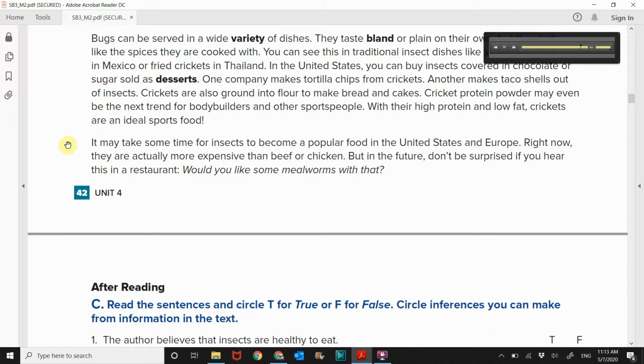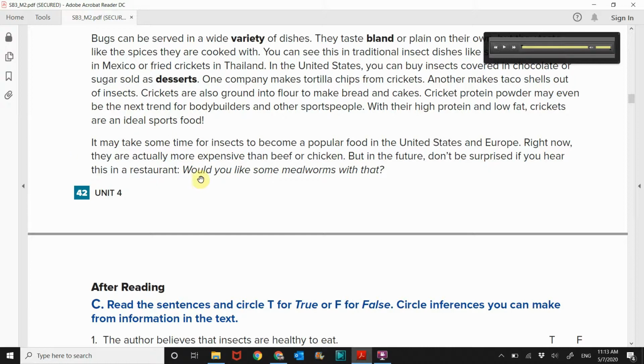It may take some time for insects to become a popular food in the United States and Europe. Right now, they are actually more expensive than beef or chicken. But in the future, don't be surprised if you hear this in a restaurant. Would you like some mealworms with that?